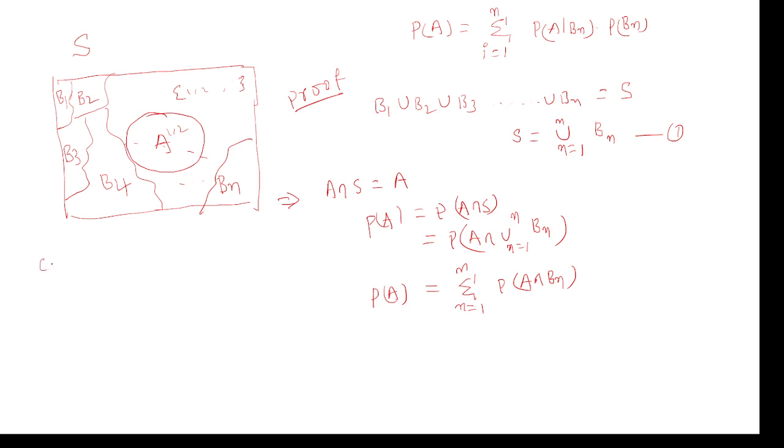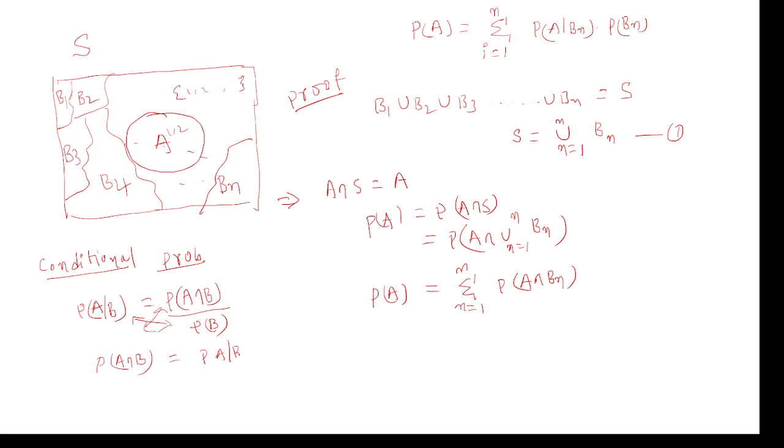According to conditional probability, we can write for A and B: the probability to get A if B has already happened is equal to P of A intersection B divided by the probability of the already occurred event, that is B. From this, by cross multiplication, P of A intersection B is equal to P of A given B multiplied with P of B.